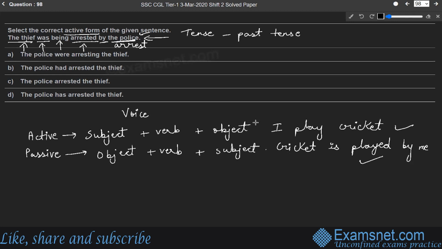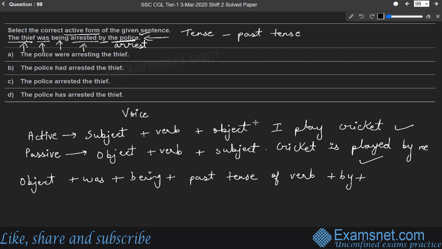So the format of the given sentence is object. Okay, the first thing is object here, then was plus being plus past tense of the verb. So you can see that the verb is arrest and arrested is the past tense of the verb, which is the third form of the verb. Then comes by and then comes the police. The police is the subject here. So this is the format for the given sentence in the question.